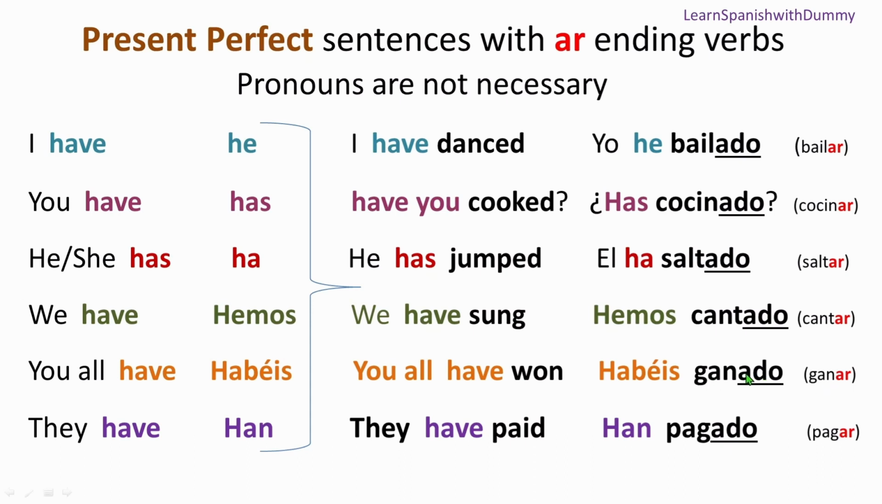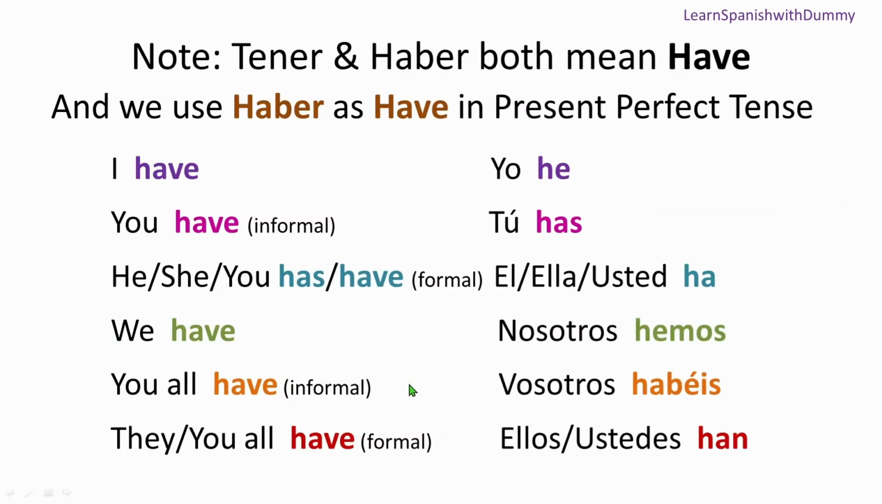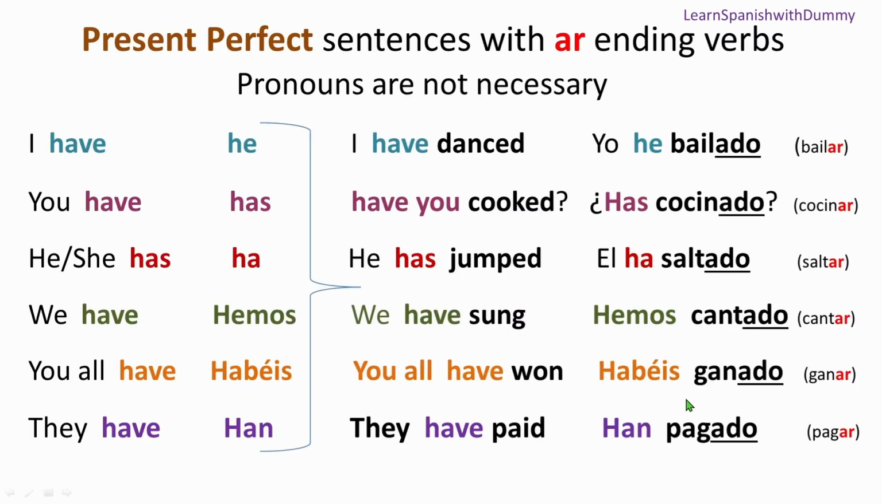That's how we make it. And habéis means you all have. Normally you all is vosotros, that we have learned here, right? You all is vosotros, but putting the pronoun is not necessary in Spanish. Even if you just say habéis, it means you all have. So that's the reason I haven't put the pronoun in many of the places.